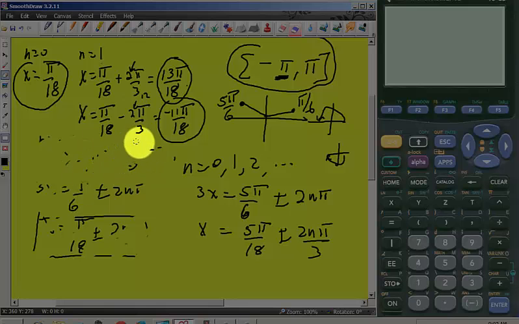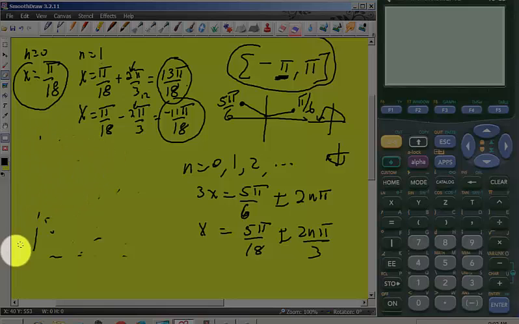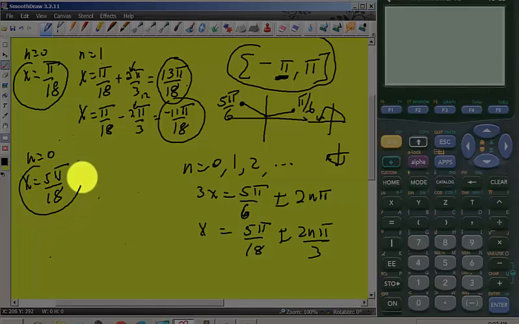So I found 3 answers so far, so there's going to be 3 more because sine and cosine functions tend to have symmetry. Alright, so let's go here, and I'm going to let my n is equal to 0. When n is equal to 0, my x is equal to 5 pi over 18, and that's less than a pi, so I keep that.